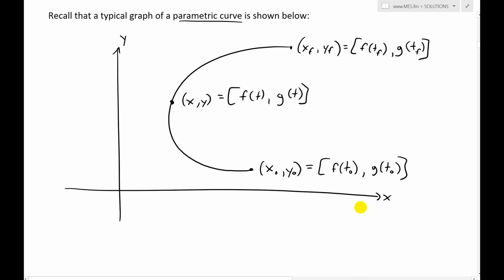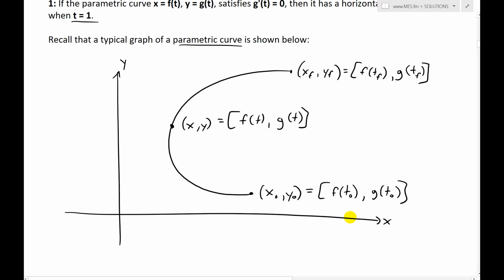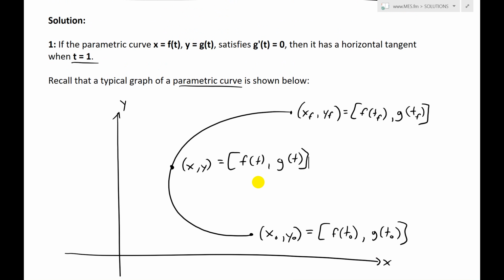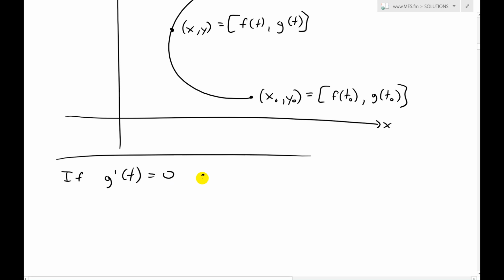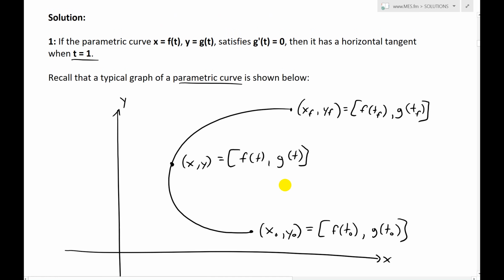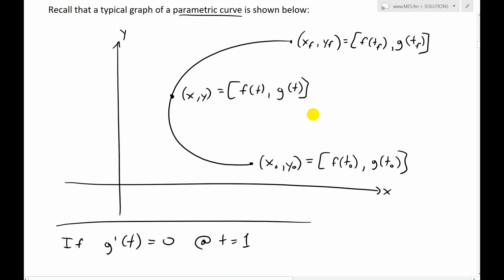Alright, so now that I've quickly recapped on parametric curves, let's look at this statement again. So if this parametric curve x equals f of t and y equals g of t satisfies g prime of t equals 0, then it has a horizontal tangent when t equals 1. So let's look at that part. If we're dealing with t equals 1, we'll just write if g prime of t equals 0, we're going to be dealing with t equals 1 here. So this has a horizontal tangent at t equals 1.